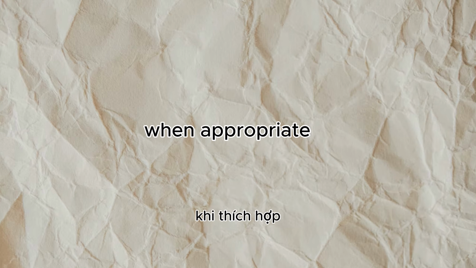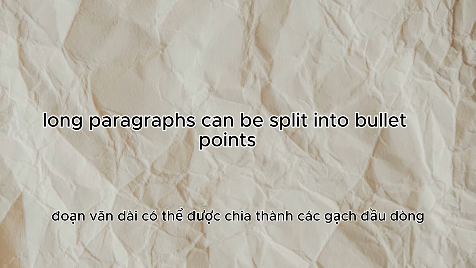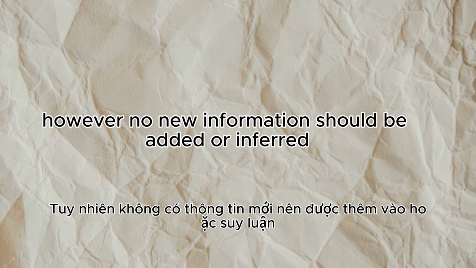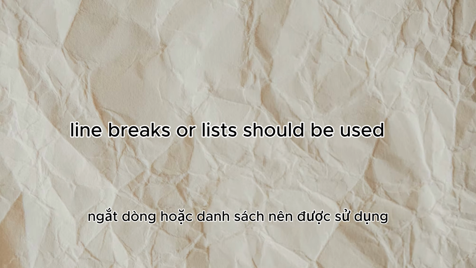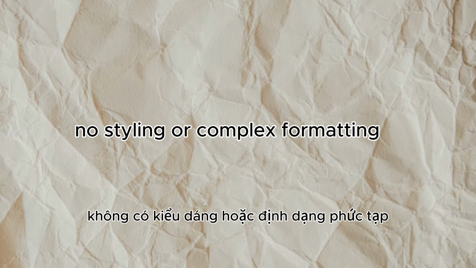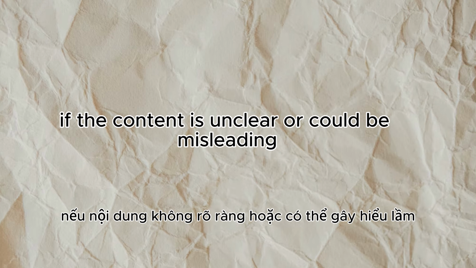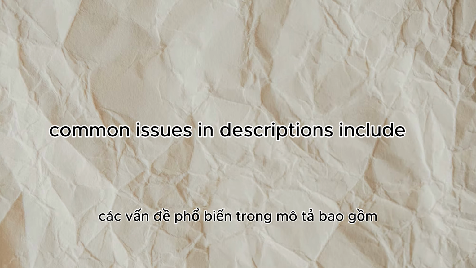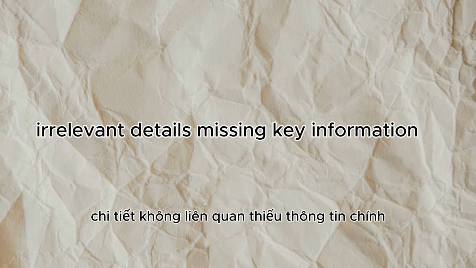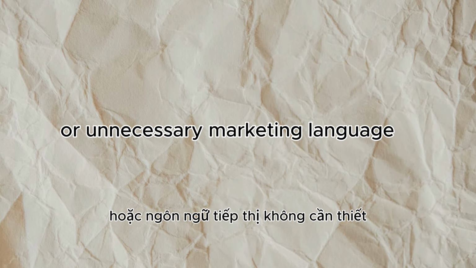When appropriate, long paragraphs can be split into bullet points to improve readability. However, no new information should be added or inferred. Only basic HTML such as paragraphs, line breaks, or lists should be used. No styling or complex formatting. If the content is unclear or could be misleading, do not edit it, flag it for clarification instead. Common issues in descriptions include irrelevant details, missing key information, or unnecessary marketing language.